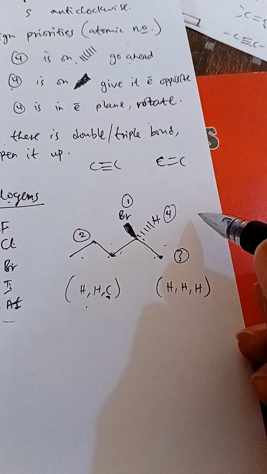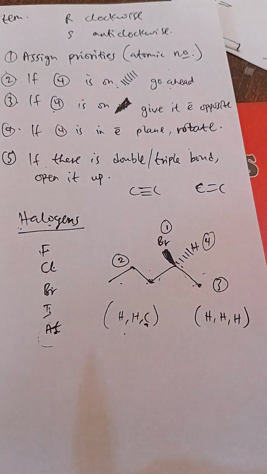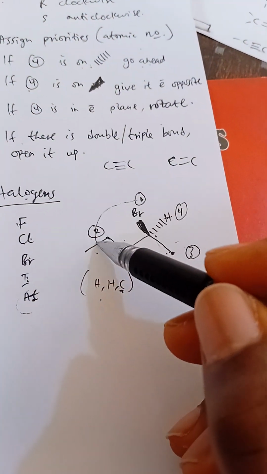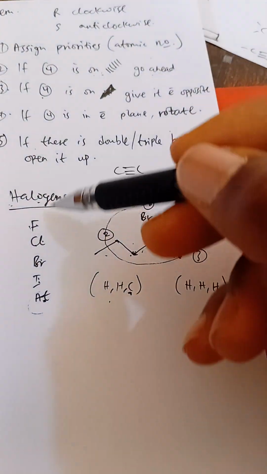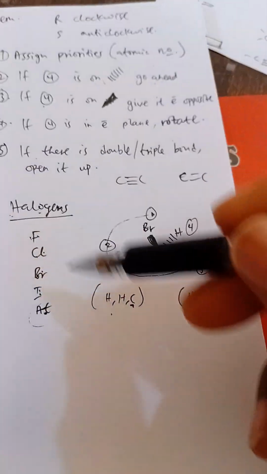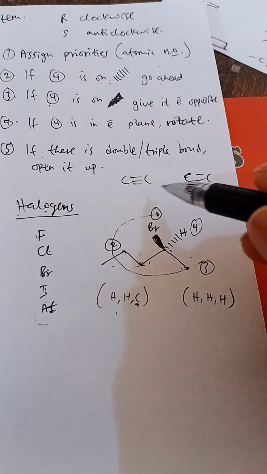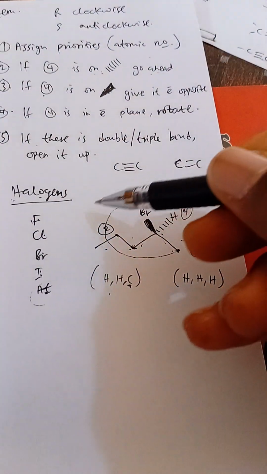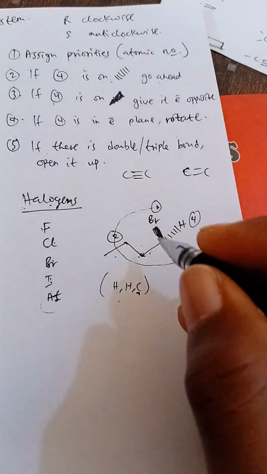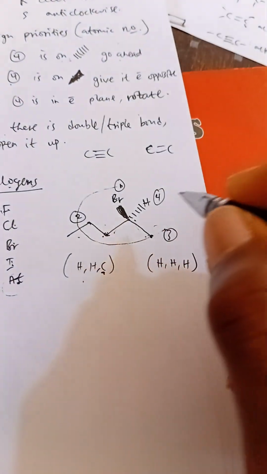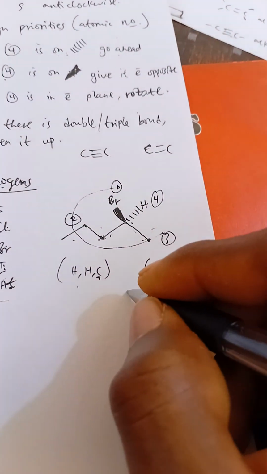So forget about number 4. Trace number 1, 2, and 3. So you are tracing 1, 2, 3. This is counterclockwise, anti-clockwise, meaning against the clock. The clock goes like this. So if you are moving the opposite direction to the clock, anti-clockwise, so you make it what? S. So the configuration will be what? S.